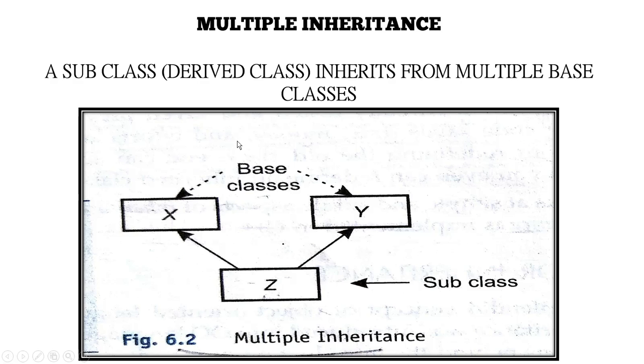Now in second one we have multiple inheritance. In this case we are creating one class from two or multiple classes. So here we have base classes as x and y, and we are creating z from x and y. So here we are using multiple base classes to create one single subclass. Also understand these diagrams and mark up these diagrams because these are very helpful while solving the answers.